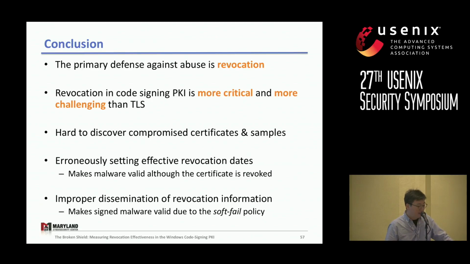Here's the conclusion. The primary defense against abuse is revocation. And revocation in the code sign PKI is more critical and more challenging than in TLS. First, it is really hard to discover the compromised certificate and the signed sample. Second, the CA improperly set up effective revocation, which makes the malware stay valid even though certificates are revoked. And third, the CA misunderstood the code sign PKI and improperly maintained infrastructures to disseminate information for the clients, which also makes the signed malware still valid even though the certificate is revoked.